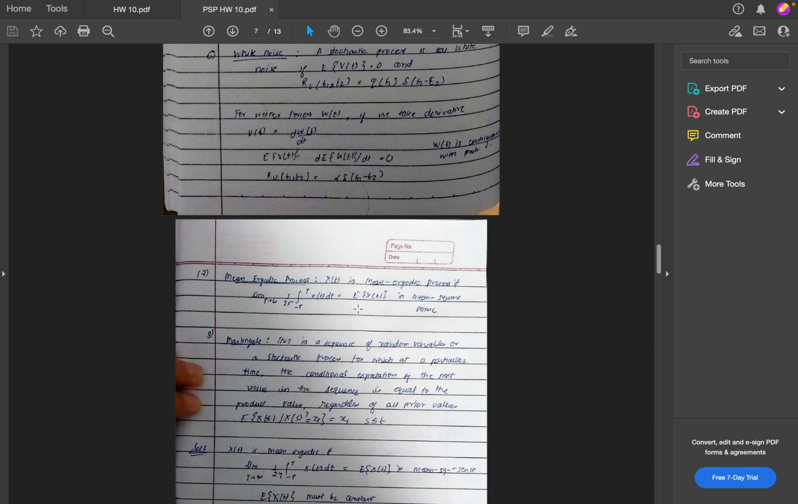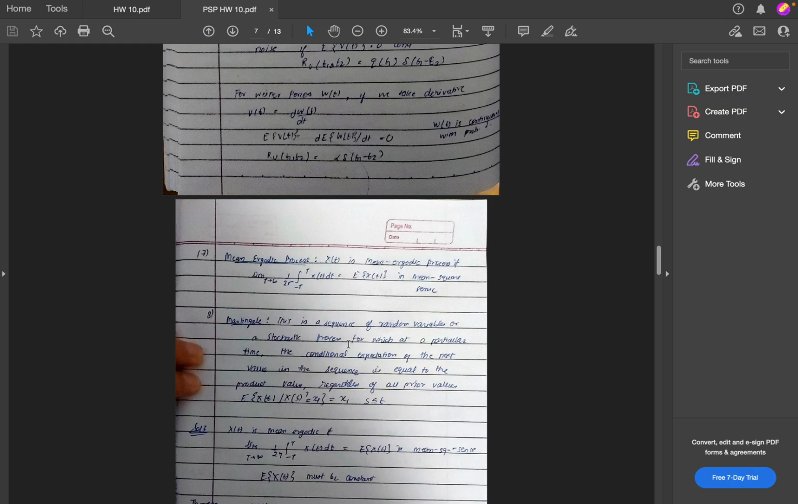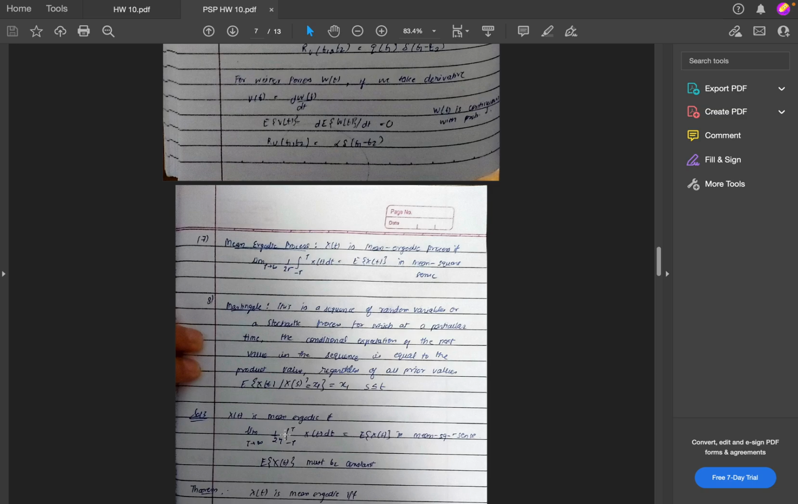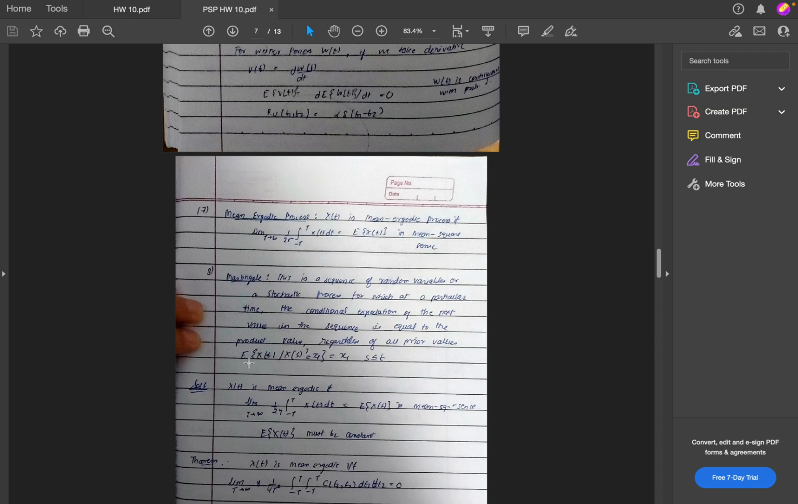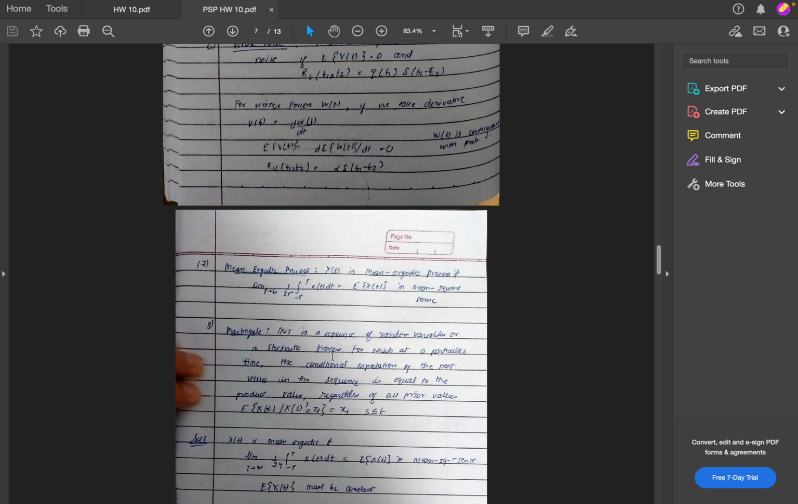Next we have martingale. A martingale is a sequence of random variables or a stochastic process for which, at a particular time, the conditional expectation of the next value in the sequence is equal to the present value, regardless of all the prior values. Mathematically it is given as the expectation of X(t) given X(s) is equal to X(s), for s less than or equal to t. So this was the last part of question 2.